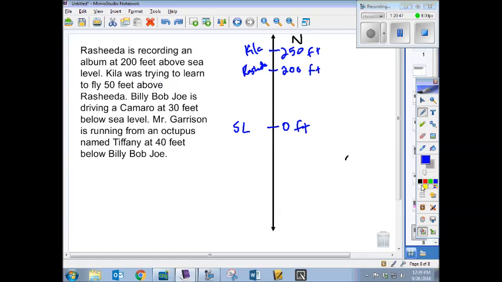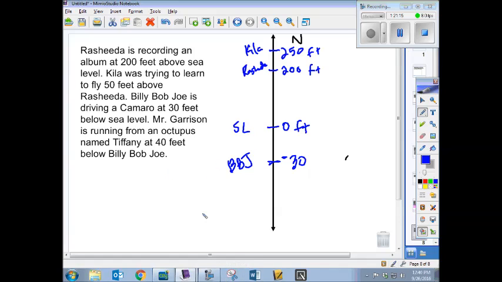It says Billy Bob Joe is driving a Camaro at 30 feet below sea level. Now it says below sea level, so we know right here. The biggest thing I'm seeing you guys do, Billy Bob Joe, I see a lot of people just putting 30. Guys, on a number line, would that just be 30? No, that has to be negative 30, because negatives on a number line we have to put them there. Now, the next one is the one that got a lot of you, and I'll show you why.